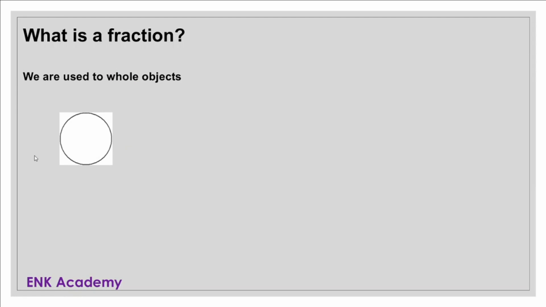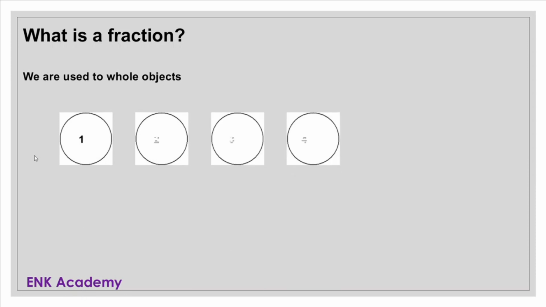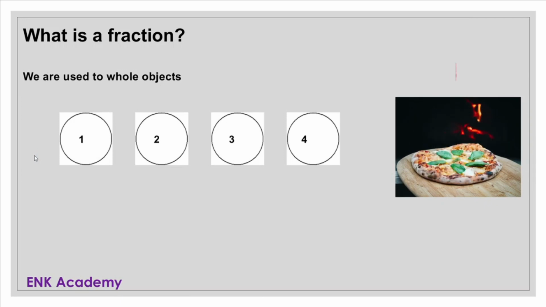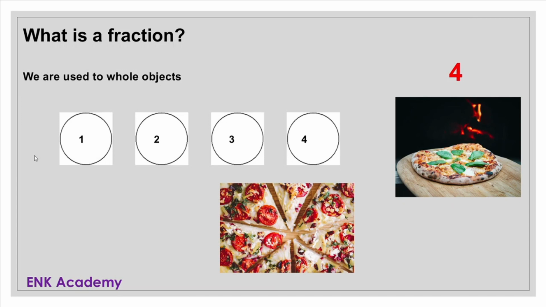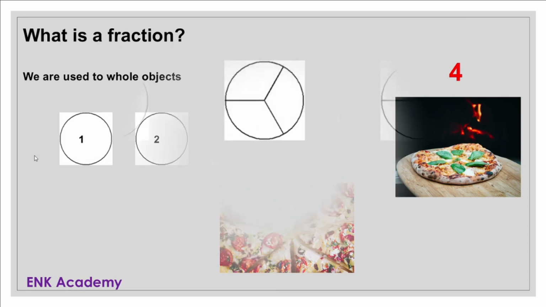So how do we define a fraction? We are used to whole objects. If we have one circle, 2, 3, 4, it's actually easy to count them as 1, 2, 3, 4. If we imagine that these circles are pizza, then of course we can say as whole objects we have 4 pizzas. So what about when we only have a single pizza and then we need to share? How can we then represent the parts of pizzas?